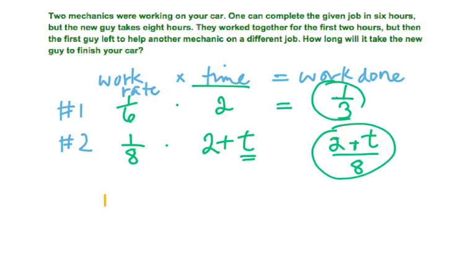All right, so 1/3 is the work done by guy number 1 plus, I'm saying that the second guy who finishes is actually a gal. So gal number 2, the new one, right, finishes the car and gets 2 plus T over 8, part of the job done. And that equals the whole job because the job on your car gets done.